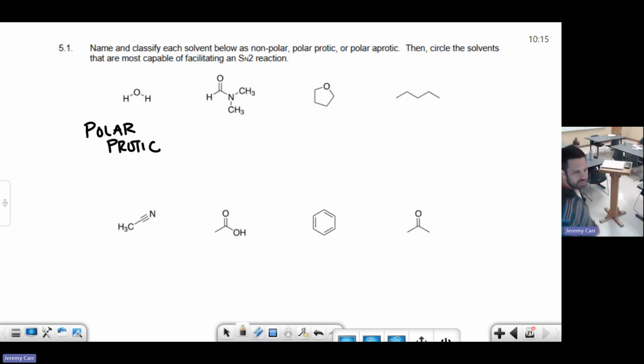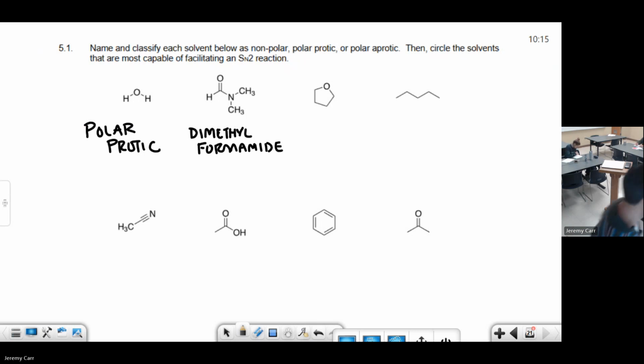This is a chemical called DMF. It's called dimethyl formamide. Dimethyl formamide. Do we have any electronegative atoms in this? FONCl, right? Yes, we have oxygens, we have nitrogens in here. Okay, so it's probably polar.